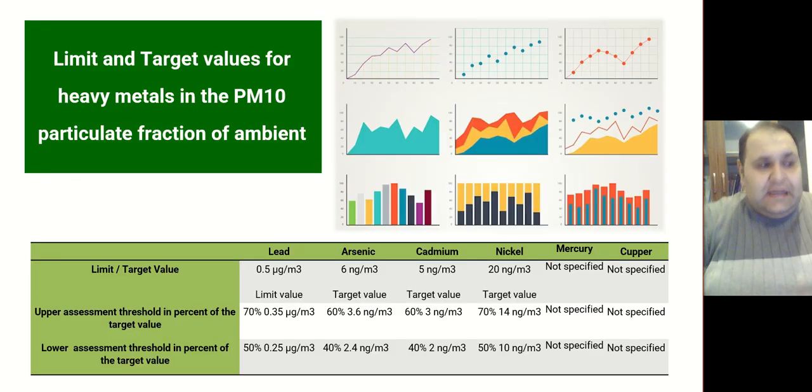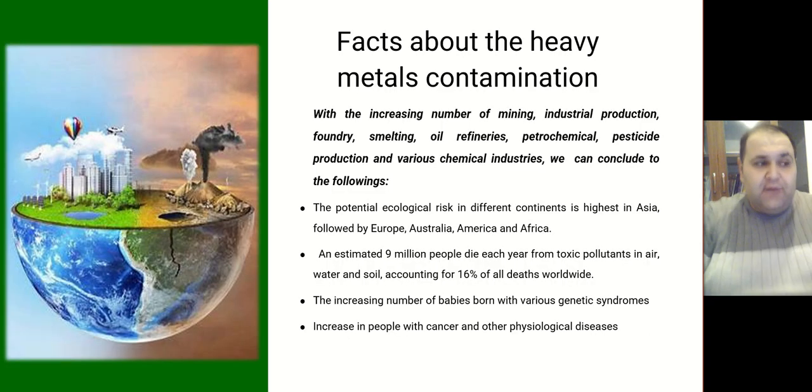In this slide, you can see the limit and the target values for the heavy metals. From the limit and target values perspective, it is classified as upper assessment, the result in percent of the target value, and lower assessment, likewise in percent of the target value.